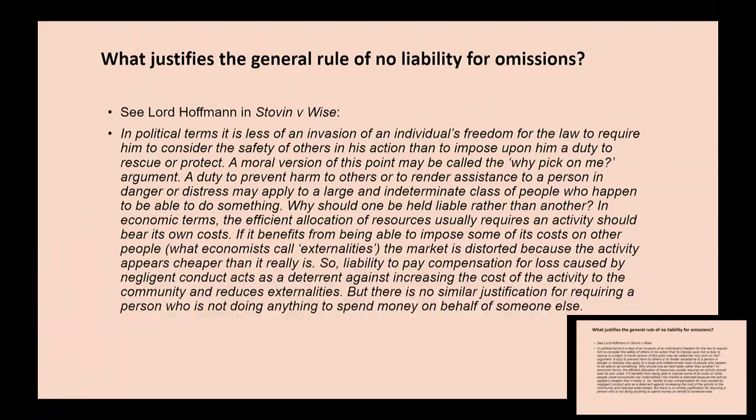Now, the first bit's not on here, but I'm just going to read it out. He says, there are sound reasons why omissions require different treatment from positive conduct. It is one thing for the law to say that a person who undertakes some activity shall take reasonable care not to cause damage to others. It is another thing for the law to require that a person who is doing nothing in particular shall take steps to prevent others from suffering harm from the acts of third parties or natural causes.